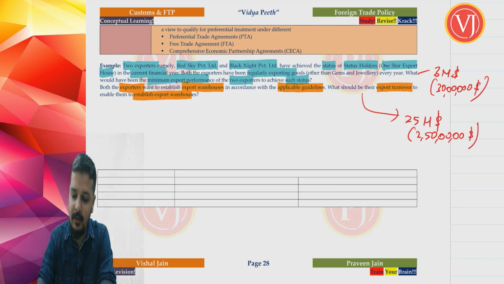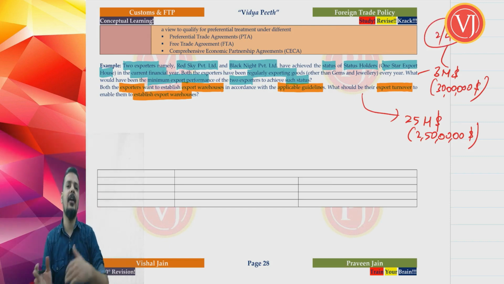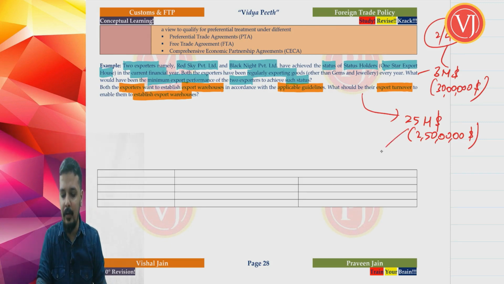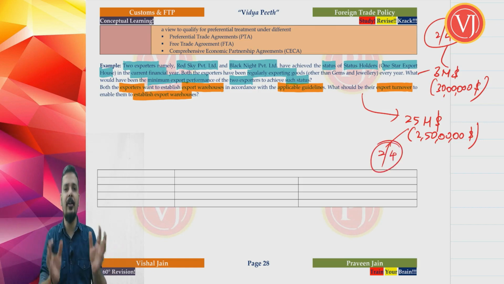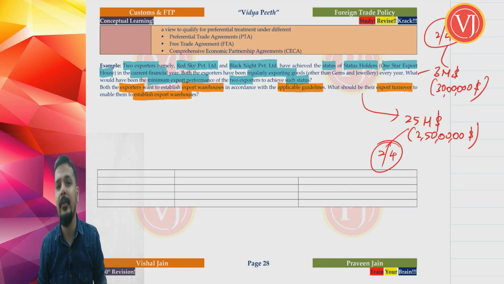And that achievement should be there in what years? When I'm talking about $3 million, it should be in 2 out of the 4 years, meaning the current financial year and the 3 preceding financial years. Likewise here also, this $25 million should not be only in 1 year; it should be in 2 out of 4 financial years, the current financial year and the 3 preceding financial years. Then they can apply for the export warehouse, because only the 2-star, 3-star, 4-star or 5-star category can go for export warehouses. That's all about this question.